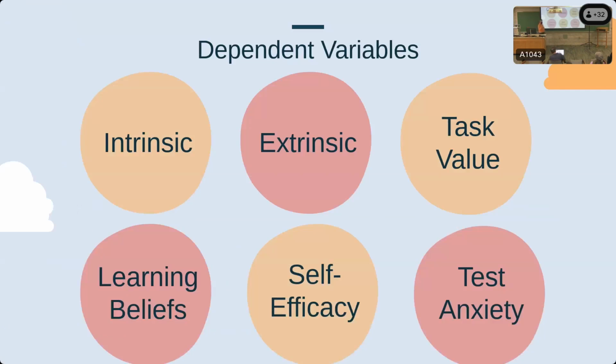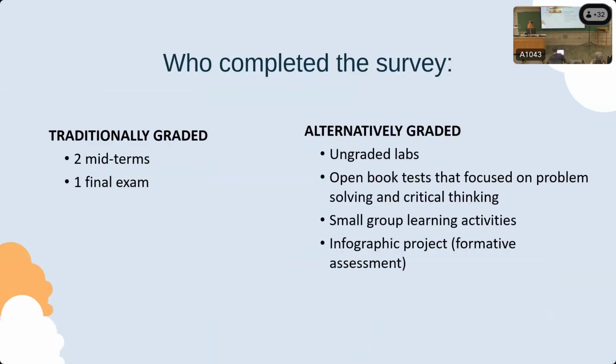The Motivated Strategies for Learning questionnaire gave us measures of six topics. We're really just going to talk about intrinsic motivation for learning and extrinsic motivation for learning. The rest of them we haven't really finished any analysis with them yet. So we're gonna focus on the intrinsic motivation and extrinsic motivation, and we'll define what those are when I get into the results.